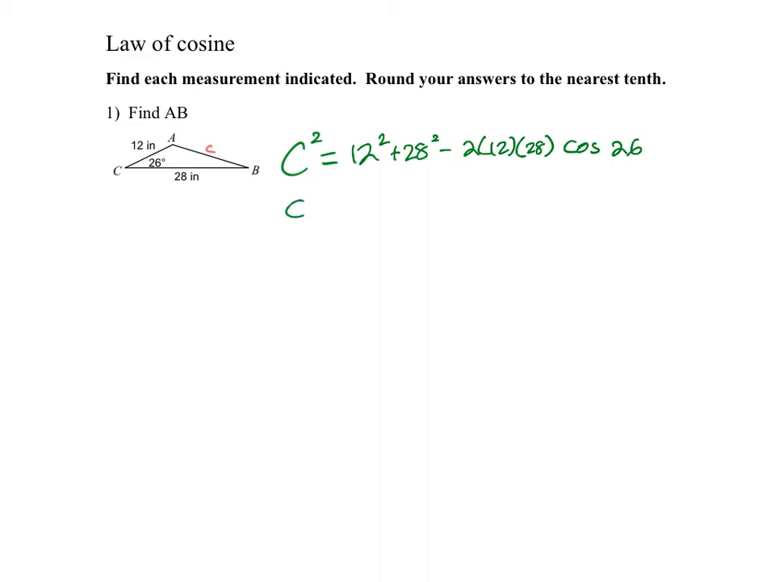So I'm just going to my calculator and finding this whole thing, right? 28 squared minus 2 times 12 times 28 times cosine of 26. Remember to have it in degrees, so in this case, C equals 18 inches.